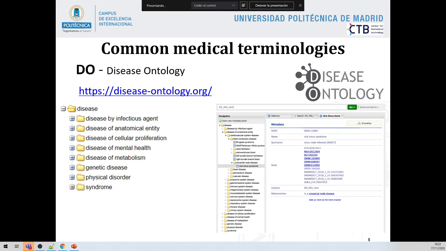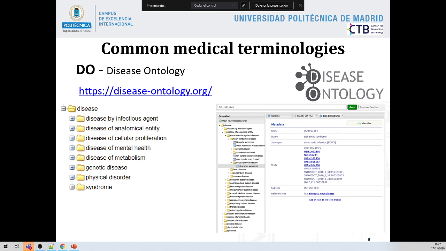This ontology has the purpose of providing the biomedical community with descriptions for human disease terms, also the phenotypes, all the medical vocabulary related to disease, as opposed to the other terminologies that were more exhaustive, let's say bigger, more comprehensive.